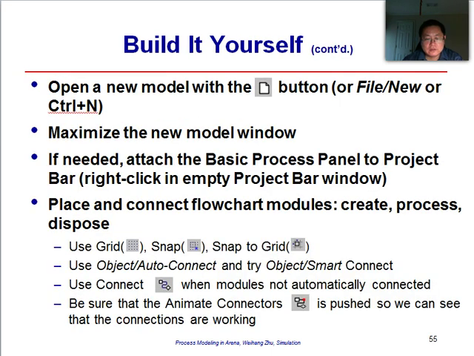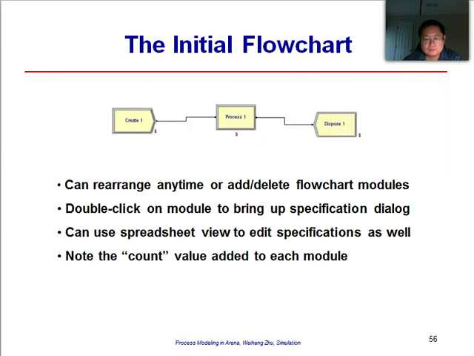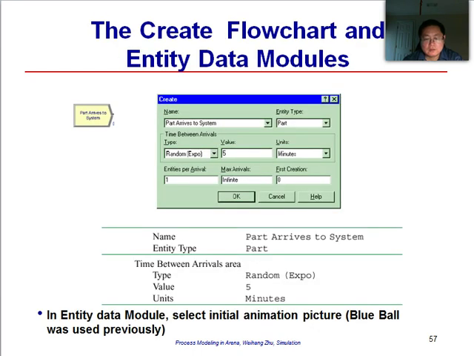To start, create a new model with Model window. Open the basic process panel because we are going to use the modules in the panel. Now try to add the 3 flowchart modules. After drag and drop, 3 flowchart modules are added to the flowchart view with default names. Double-click the Create module and input the parameter as shown in the figure.